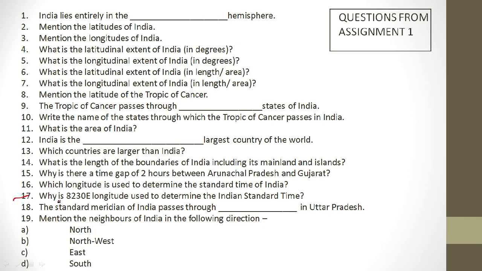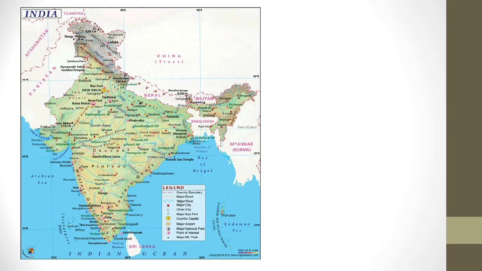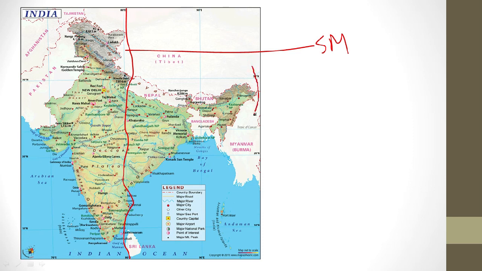17th question. Why is 82 degrees 30 minutes east longitude used to determine the Indian Standard Time? Now we have seen, students, that around 82 degrees and 30 minutes east longitude, we have taken this as the standard meridian for determining the Indian Standard Time. Now we have already seen that if we consider the time of Arunachal Pradesh and if we consider the time of Gujarat, there will be a difference of 2 hours.